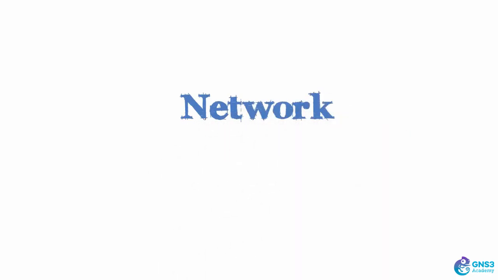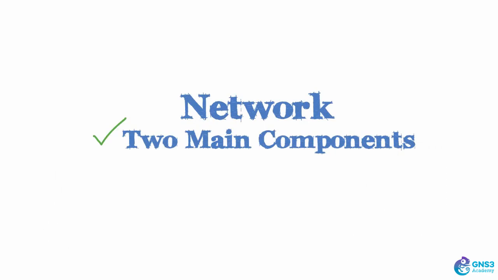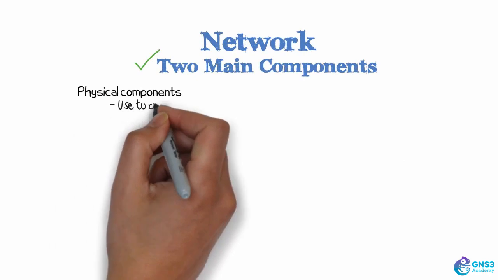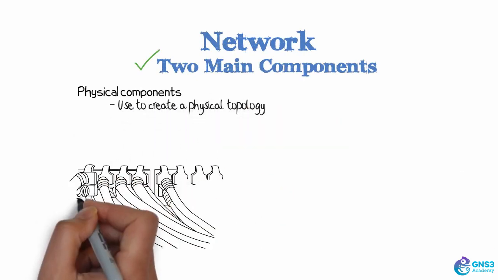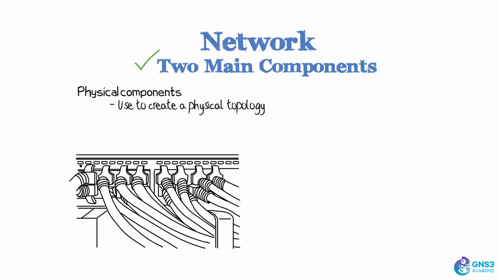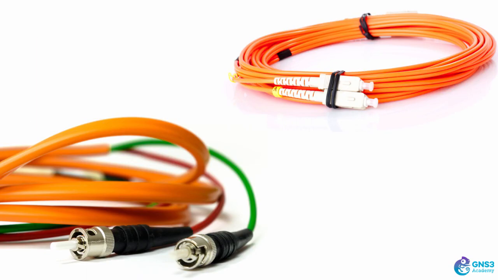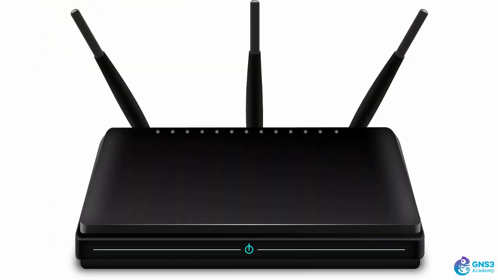Now, a network consists of two main categories or two main components. We have what's called the physical components that are used to create a physical topology, and here we are physically connecting devices to each other using various types of cables. We may be using Ethernet cables as shown here. We may be using optical cables or fiber cables. And more these days, we use the air to connect devices to each other.